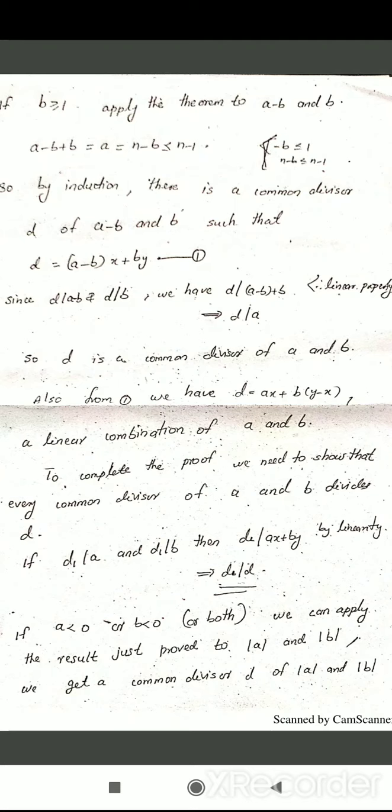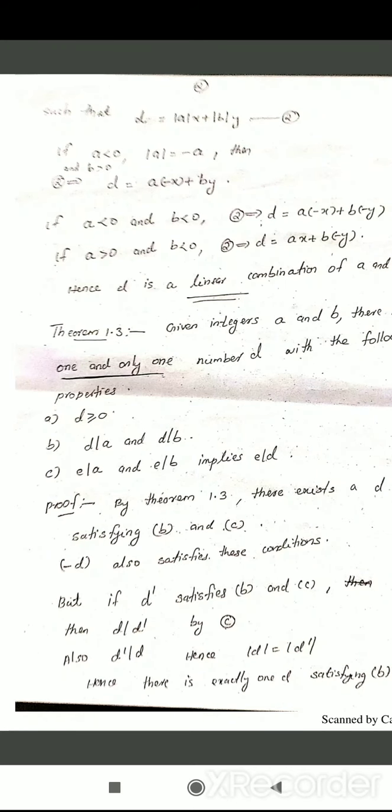By the above result we get a common divisor D of |A| and |B|, such that D = |A|x + |B|y. Call that relation 2. If A < 0 and B > 0, we have |A| = -A and |B| = B. Then equation 2 gives D = -Ax + By. That is the same as A(-x) + By, which is again a linear combination of A and B.